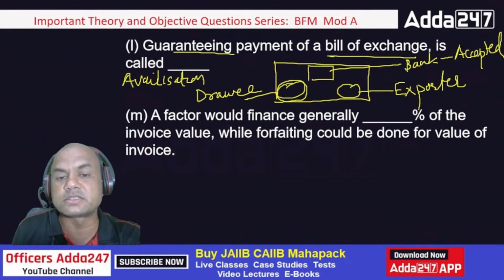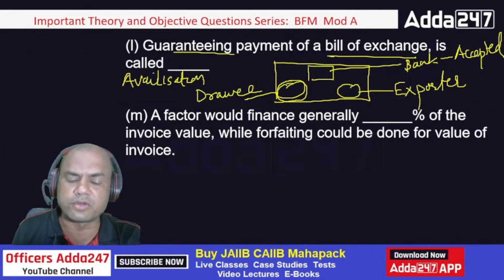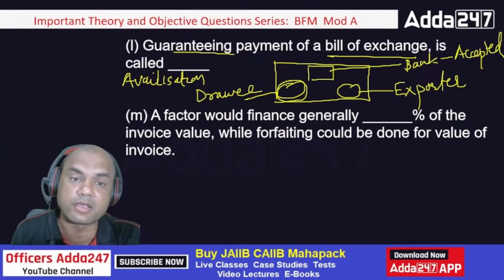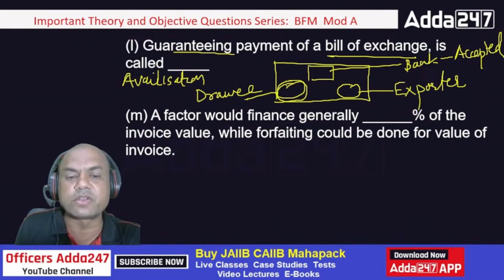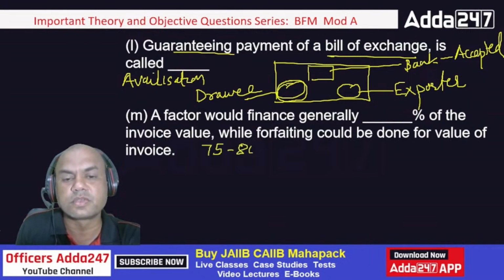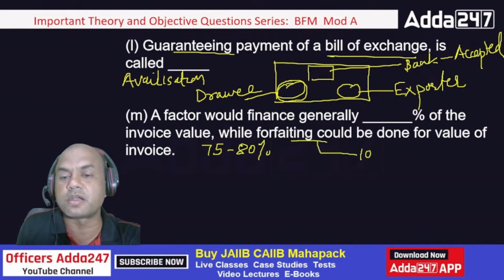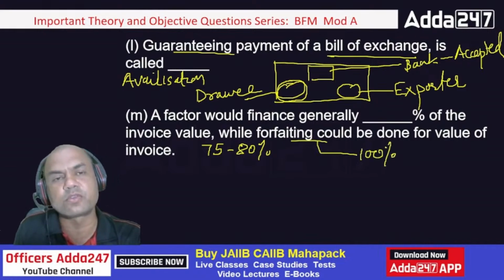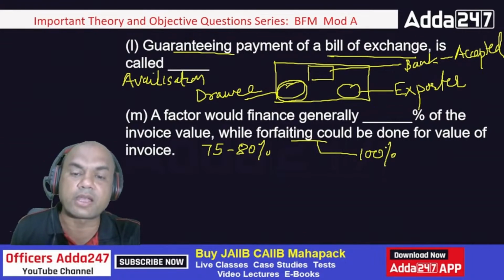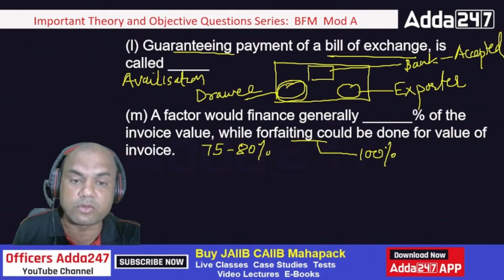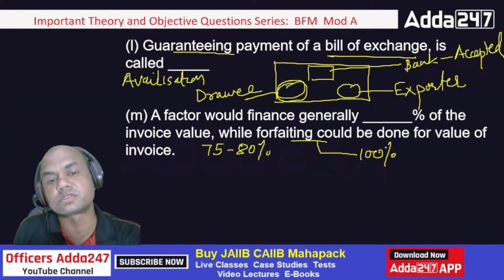A factor would finance generally a percentage of the invoice value, while forfeiting can be done for the full value. Okay, so this factor means what? Factoring. So factoring will finance how much percentage? Now this is something, that's why I said this is a huge topic. Okay, factoring is generally done for 75 to 80%, and forfeiting is done for 100%, always 100. That is one of the main differences of factoring and forfeiting. There are many other differences. In factoring, it is with or without recourse, and in forfeiting, it is strictly without recourse.